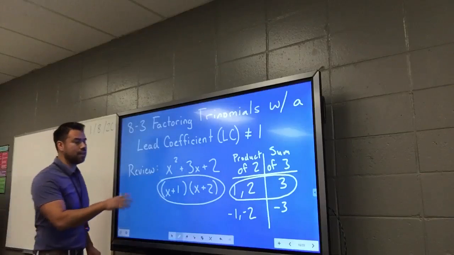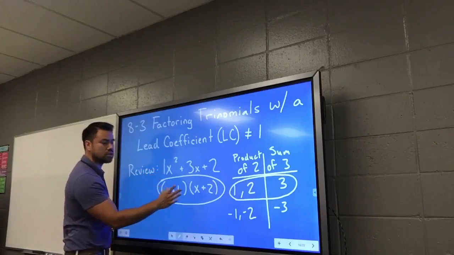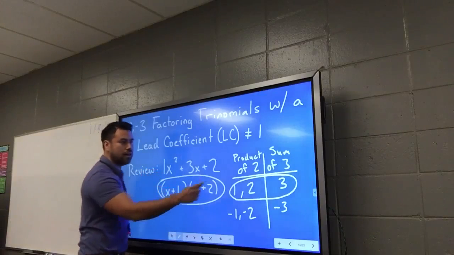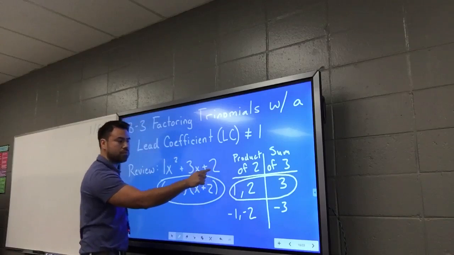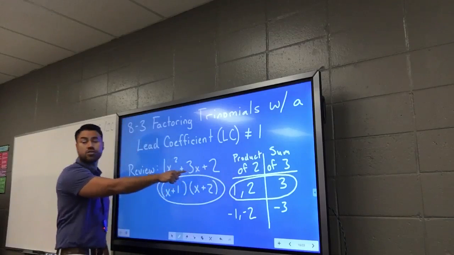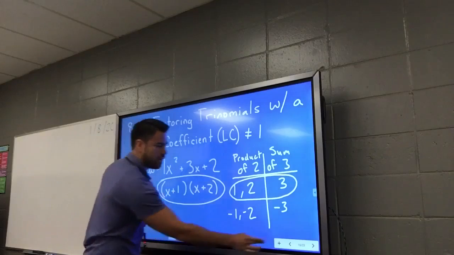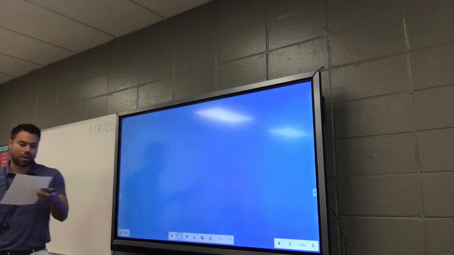So reviewing, if you have a lead coefficient of 1, you could just come up with your two binomials. You want a product of the constant, and you want a sum of the coefficient of the middle term. So that's basically what we're doing, and you figured out 1 and 2. Okay, good. Now let's look at another problem.